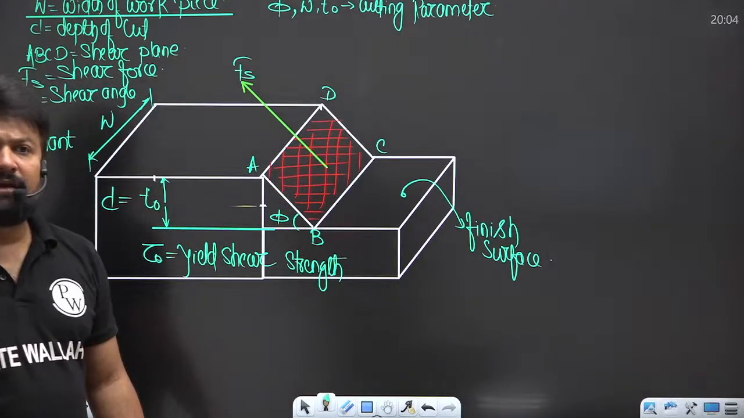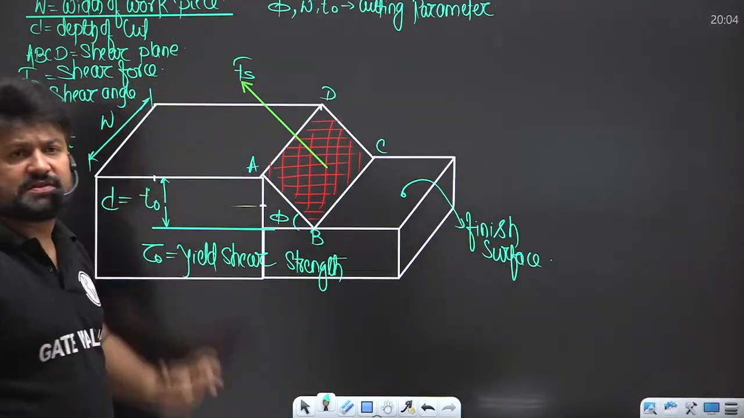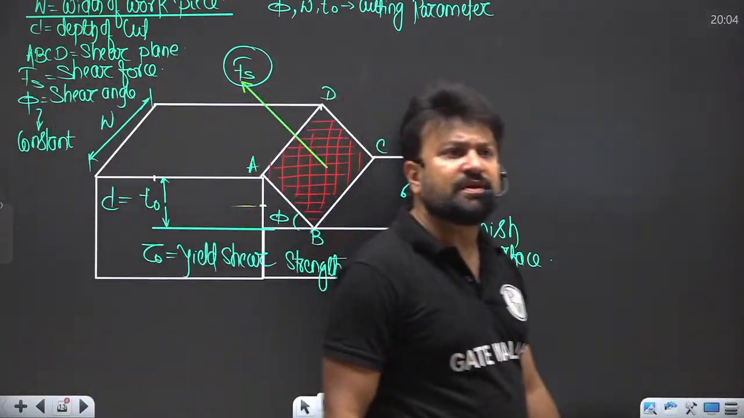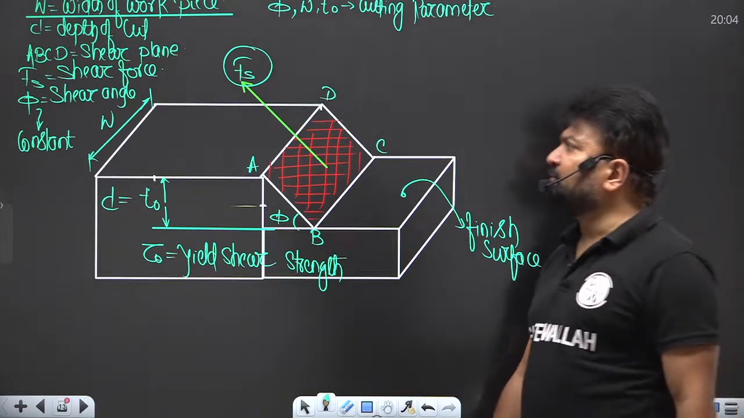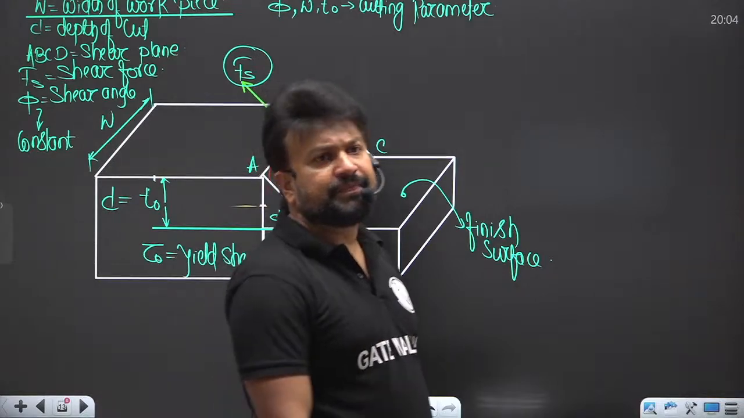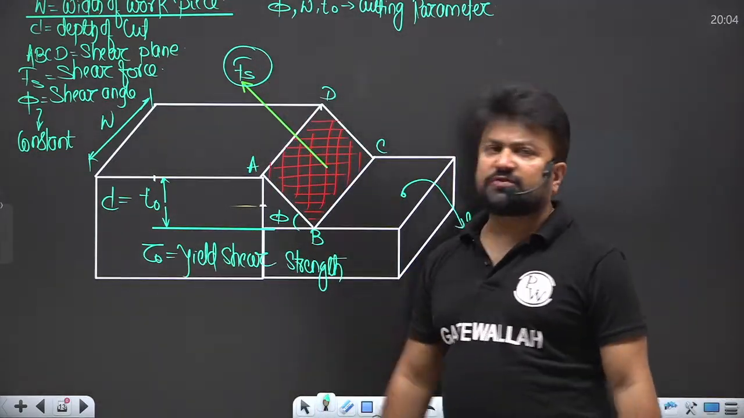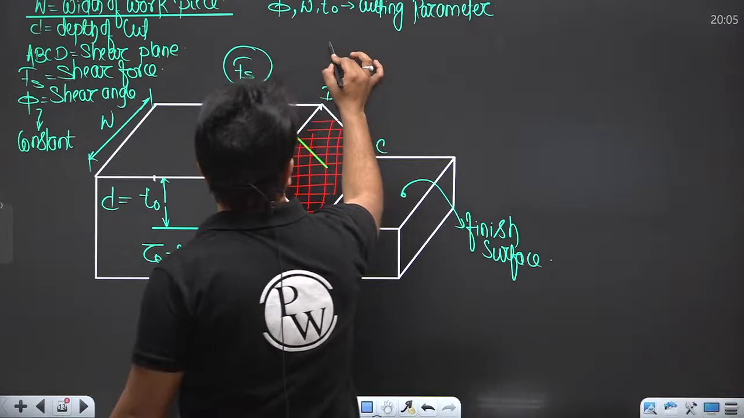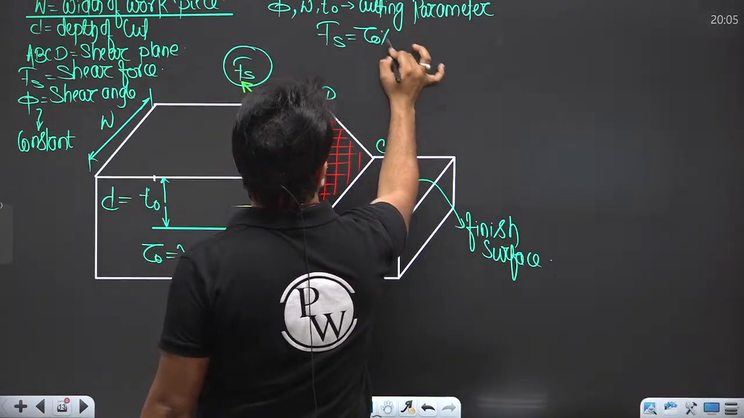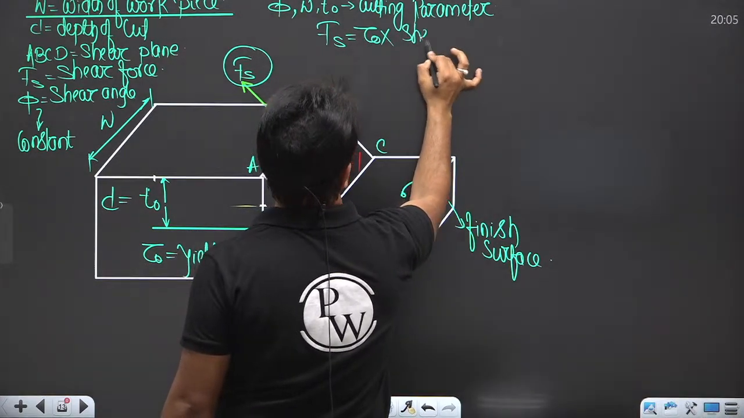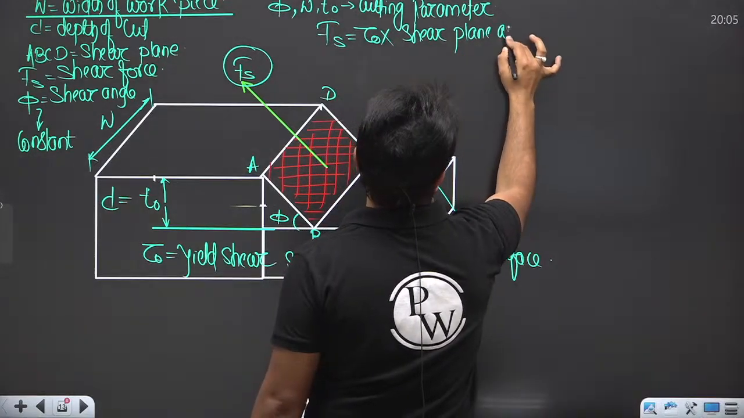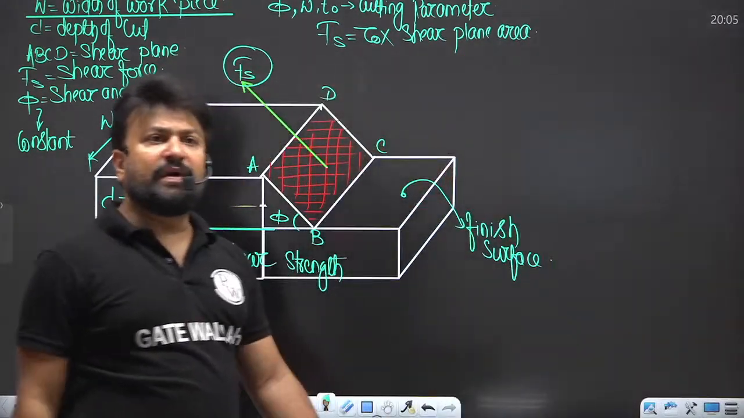My dear, because of this shear force, the crystal structure breaks down. Can you find out the shear force value? Yes, we can. The shear force equals the yield shear strength of the workpiece times the shear plane area. Now, what is the shear plane area?